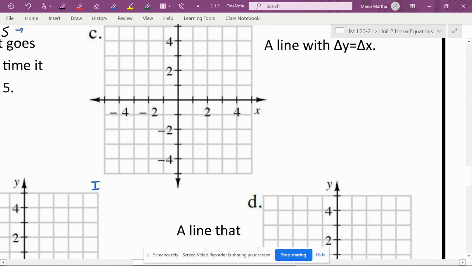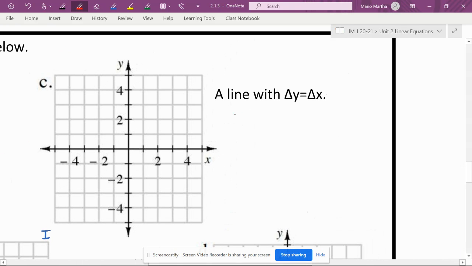For example C, it says we're looking for a line with delta y equals delta x. So pretty much that means that both values have to be equal, right? It could be any number here if you think about it. They're always going to end up being simplified to the same result. So our slope, right? Our slope is given by delta y over delta x.